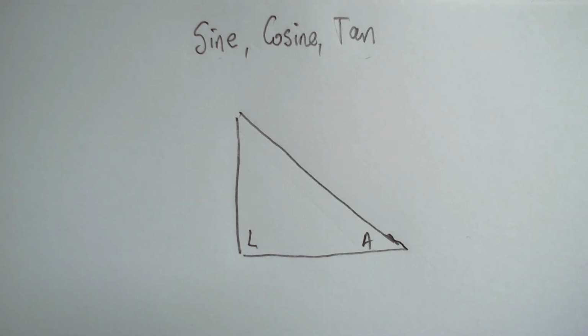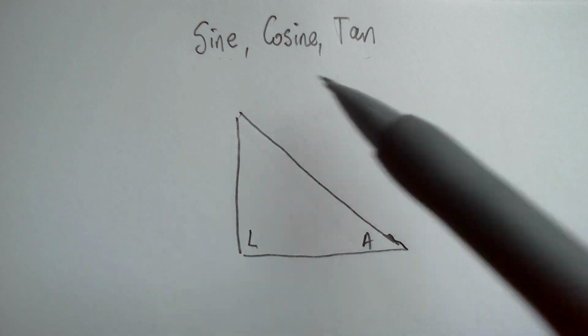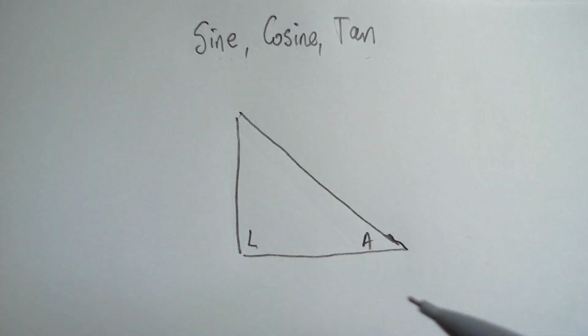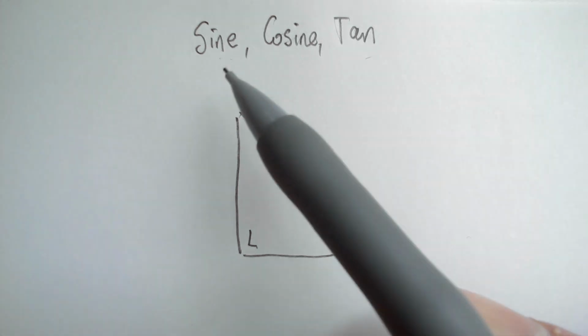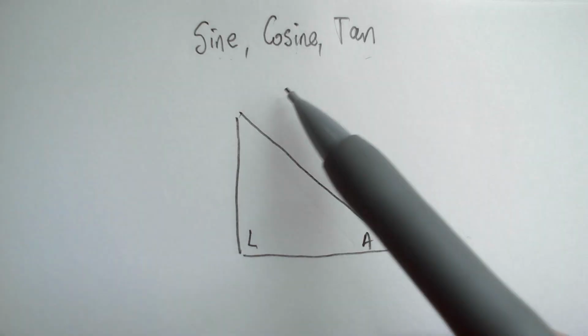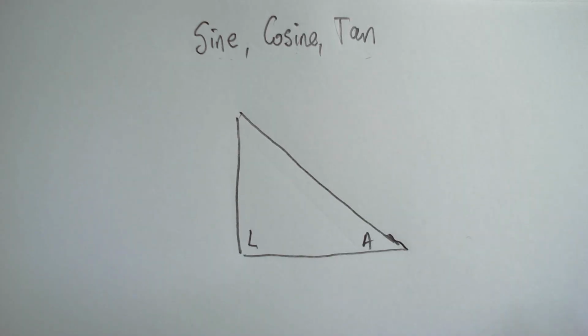In the next video, I'm going to look at two special triangles and how sine, cos and tan explain the angles in those triangles. And in the third video, I'm going to look at sine, cos and tan and see how they can help us to solve problems in right-angled triangles.